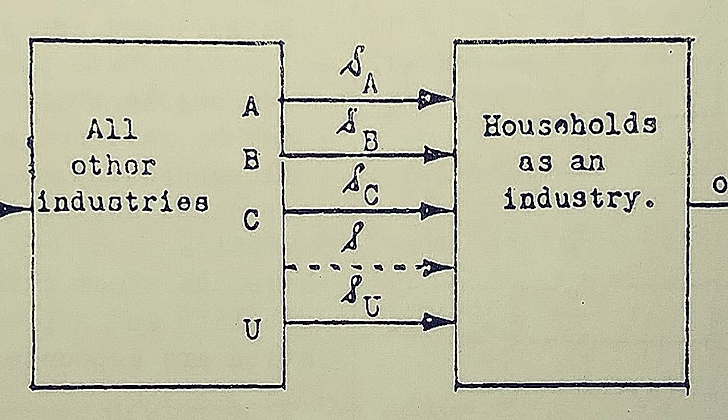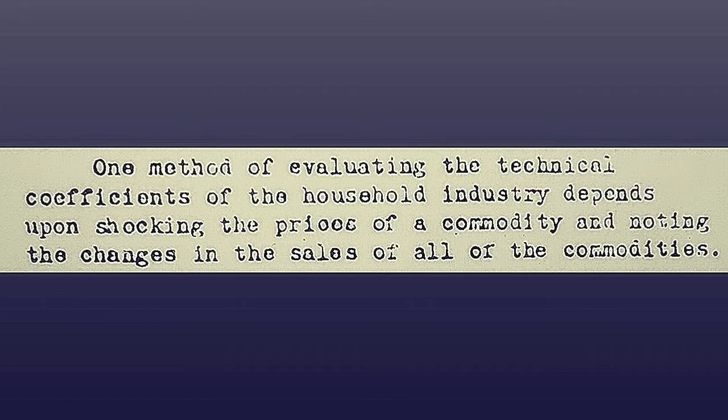Notice in the industry flow diagram that the values from the flow A, B, C, etc. are accessible to measure in terms of selling prices and total sales of commodities. One method of evaluating the technical coefficients of the household industry depends upon shocking the prices of a commodity and noting the changes in the sales of all of the commodities.